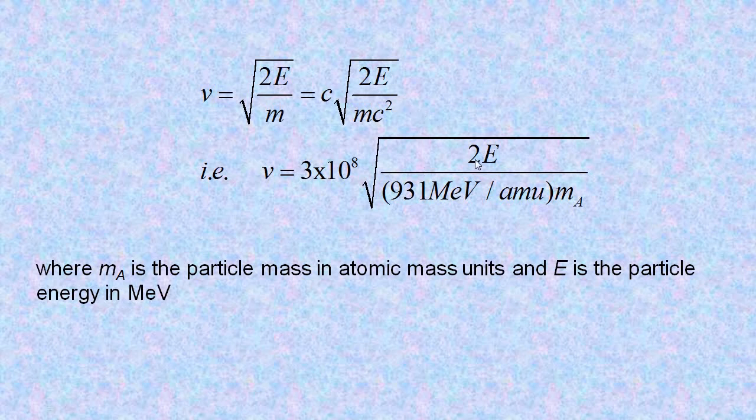So, that is why this is 2E by 931 MeV per AMU. If this A is in AMU, for 1 AMU, we know that the energy is 931 MeV. So, if this is 1.67 MA, it will be equal to 1.67 into 931. That you can directly get. So, this is the expression where Ma is the particle mass in atomic mass units and E is the particle energy in MeV.